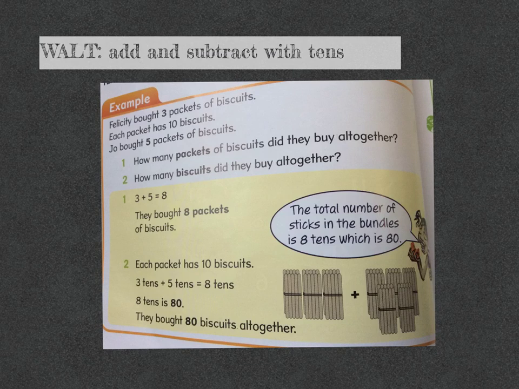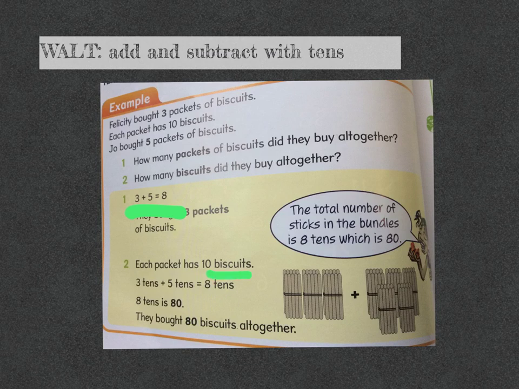Okay, so we're looking here. 3 plus 5 is 8. So Felicity's 3 packets and Joe's, or 5 packets, sorry, equals 8 packets altogether. Okay, so inside each packet, remember, there were 10 biscuits.